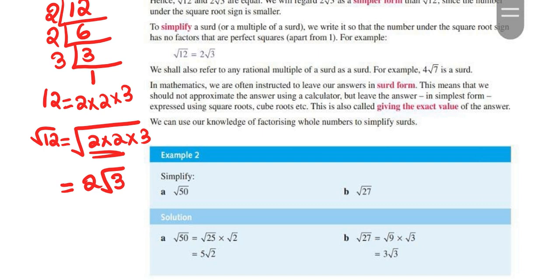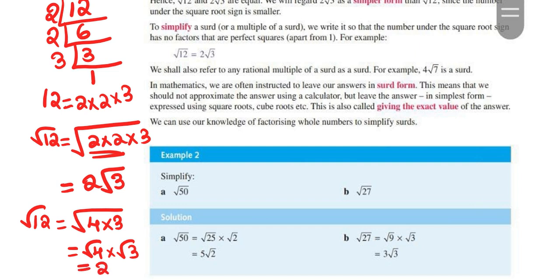So square root of 12 is 2 root 3. For square root of 12, you know that 12 is a multiple of 4 and 3. So we split the root: square root of 4 into square root of 3. We know that square root of 4 is 2. So the final answer will be 2 root 3.